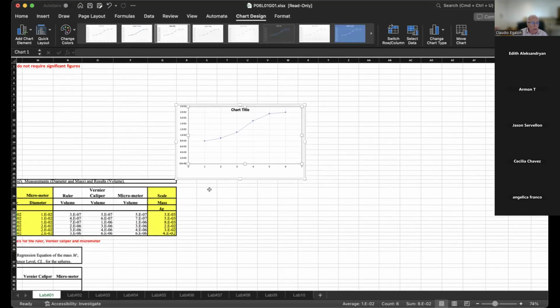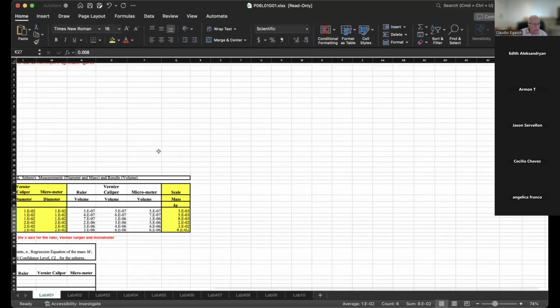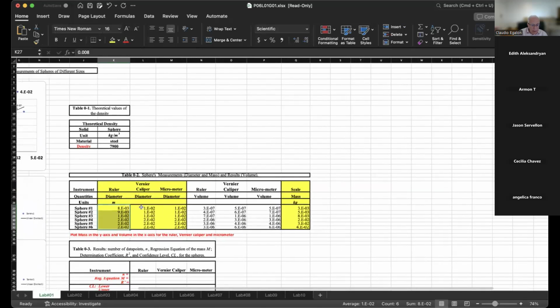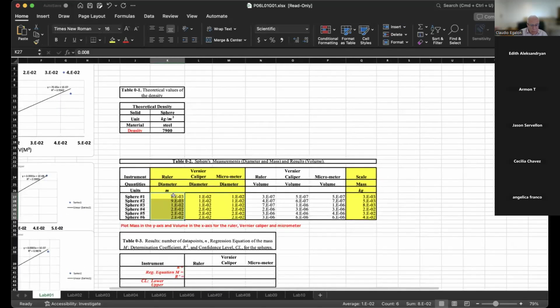Let me see. Go ahead, highlight. Delete this graph for now. Good. Now, go ahead, highlight the mass values. The mass, not the diameter. That's the diameter. The mass, yeah, here you go. Good. Now highlight the volume of the ruler.